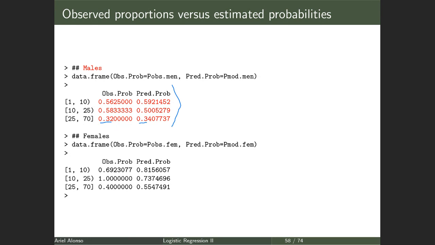Now, if you look at females, the situation is different. Because for young girls between 1 and 10, your model is overestimating the survival probability, 10% more. Now, between 10 and 25, your model is underestimating the probability of survival, because here is 100%, all of them survive, and your model is predicting a 70% survival. And for older people, again, here your model is overestimating a little bit the survival probability.